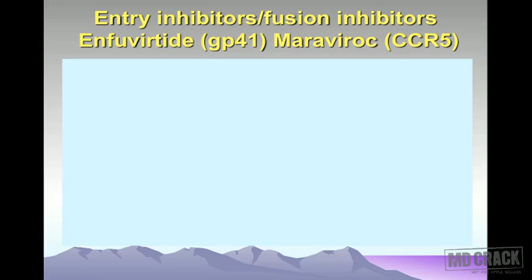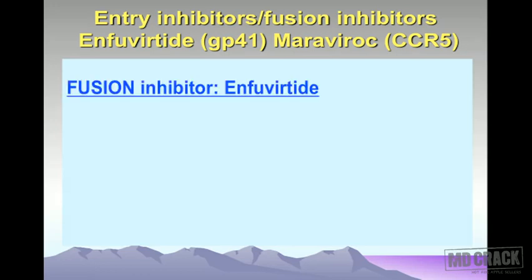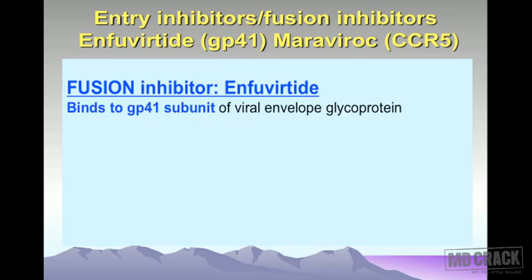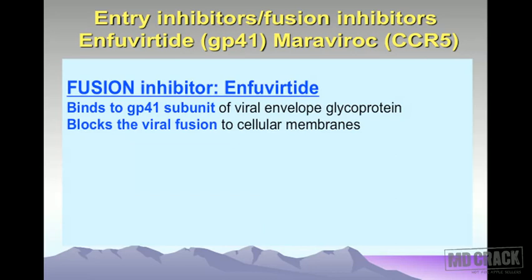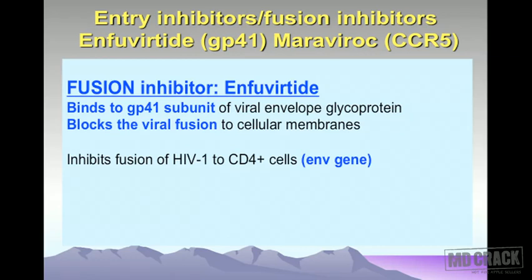What are these? The first group is entry inhibitors or fusion inhibitors, and you can see on the title of the slide. One is enfuvirtide, which acts through the GP41, and the second one is maraviroc, which is a CCR5 antagonist. Fusion inhibitor is enfuvirtide. This binds to the GP41 subunit of the viral envelope glycoprotein, and it blocks the viral fusion to the cell membrane. So we are calling it fusion inhibitor. It is not going to allow the virus to get fused with the cell membrane. It inhibits fusion of HIV-1 to the CD4 cells, and the gene which is encoding this is called the ENV gene. The name is derived from the name of the drug, enfuvirtide.